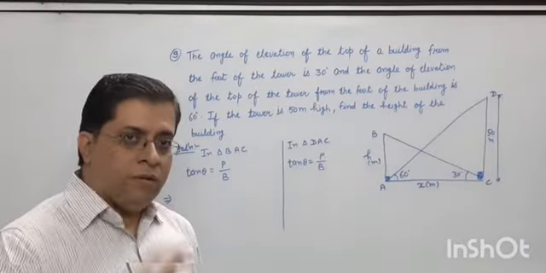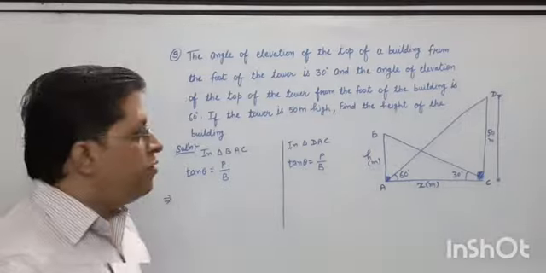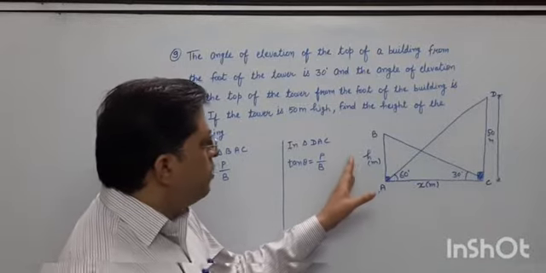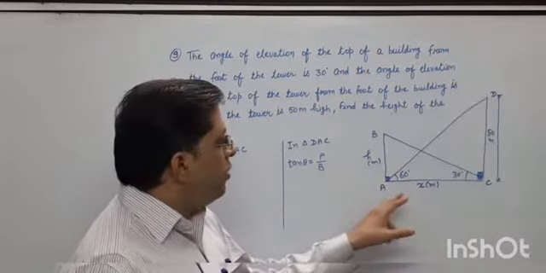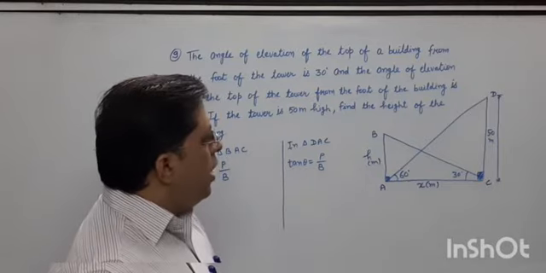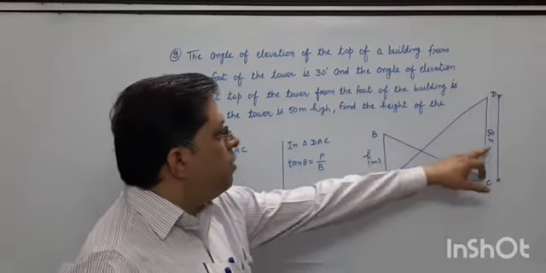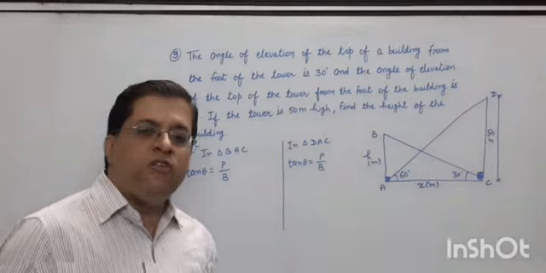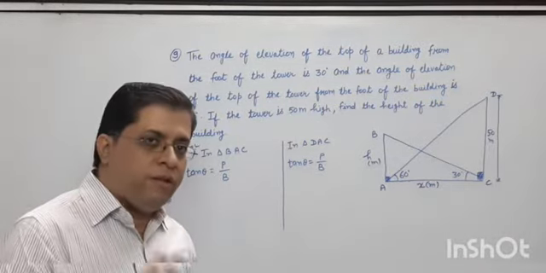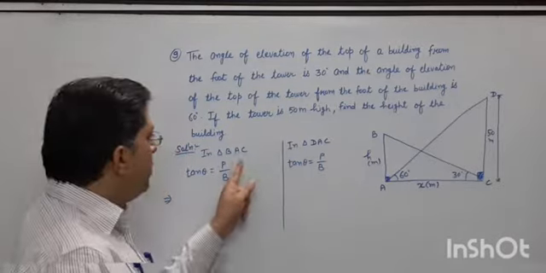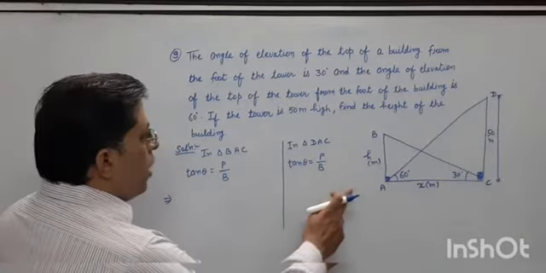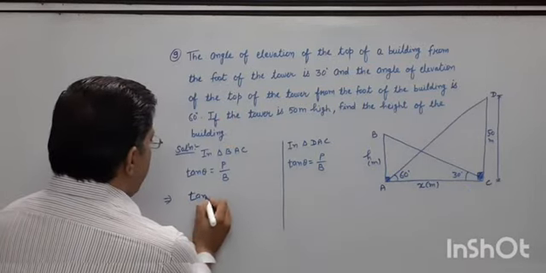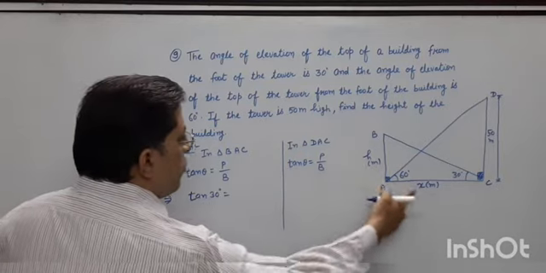Let's say the height of the building is h and the distance between these two is fixed, that is x. This is the perpendicular, this is the base, in triangle BAC and triangle DAC. Perpendicular and base relation in trigonometric ratio is tan theta, and tan theta is equal to P upon B. So I am taking BAC. The angle is 30 degree. Tan 30 degree is equal to h upon x.